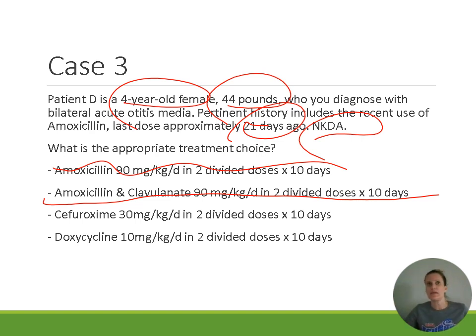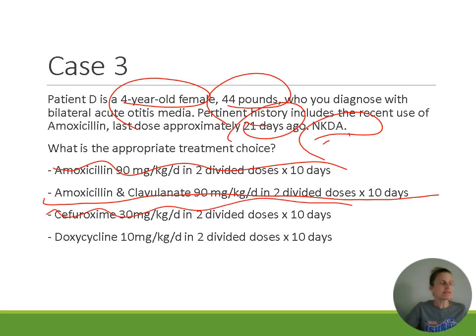If the patient, for example, couldn't tolerate penicillins, but they could tolerate cephalosporins, then we could try the cefuroxime. But our patient tolerates amoxicillin just fine. She just had it. She's got no known allergies. So we're not going to go with the cefuroxime.